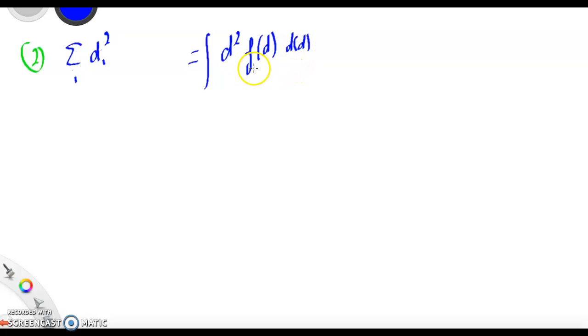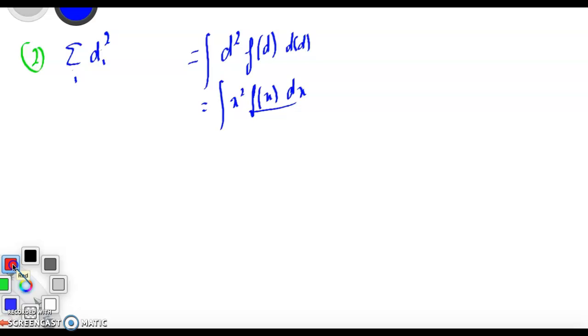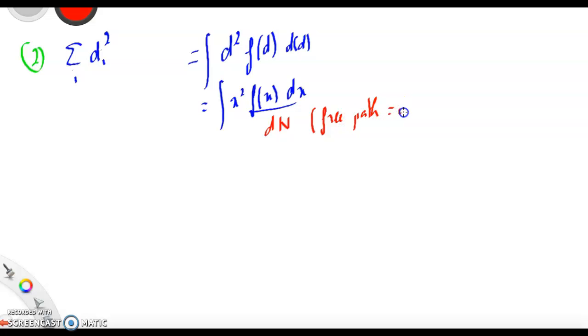Okay, so I'm going to replace that by something like x squared f of x dx. But then f of x dx is simply the number of collisions that have traveled the distance x, where the free path is x. So this is essentially the number of collisions dn for which the free path is equal to x. Now, the integral should go from 0 to infinity because it's all the possible values of di squared.